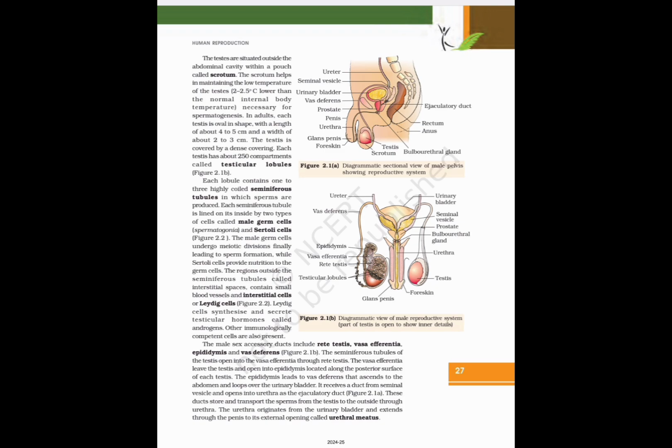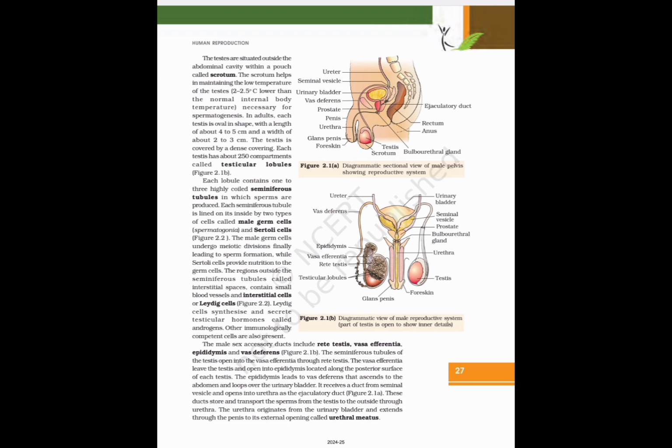The male sex accessory ducts include rete testis, vasa efferentia, epididymis, and vas deferens. The seminiferous tubules of the testis open into the vasa efferentia through the rete testis. The vasa efferentia leave the testis and open into epididymis located along the posterior surface of each testis. The epididymis leads to vas deferens that ascends to the abdomen and loops over the urinary bladder. It receives a duct from seminal vesicle and opens into urethra as the ejaculatory duct. These ducts store and transport the sperms from the testes to the outside through the urethra.